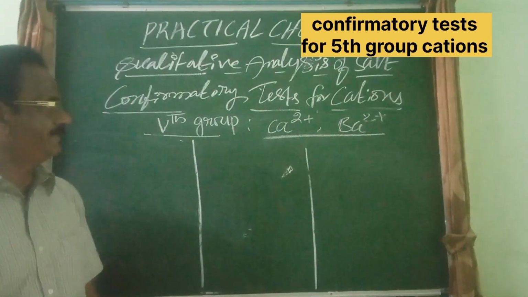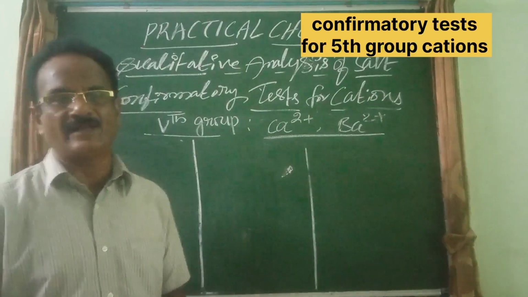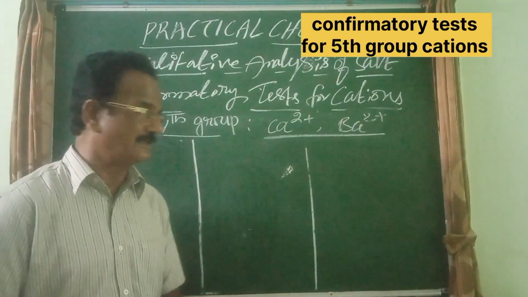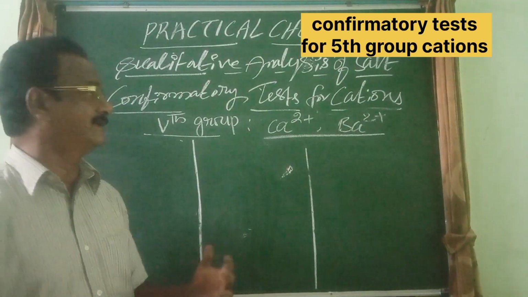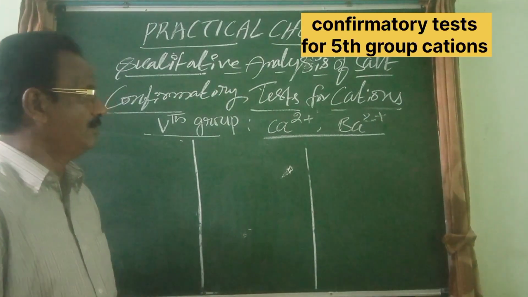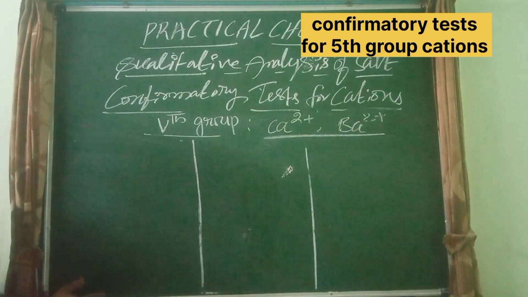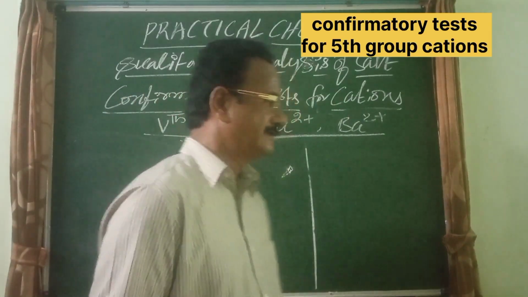Let us see, if fifth group cations are identified in group analysis of cations, then one has to do confirmation tests for Ca2+ and Ba2+. Okay. So now let us see how the presence of Ca2+ can be confirmed. Okay. See here.